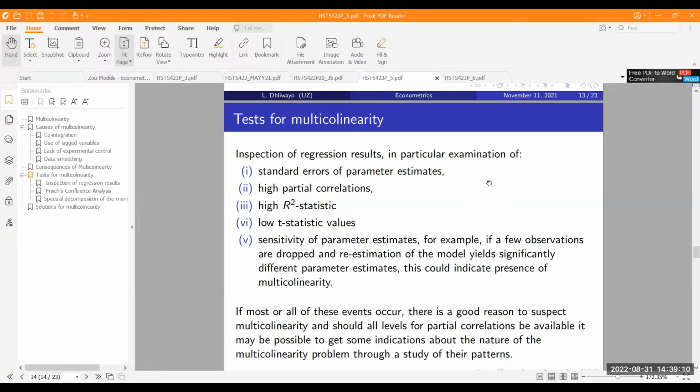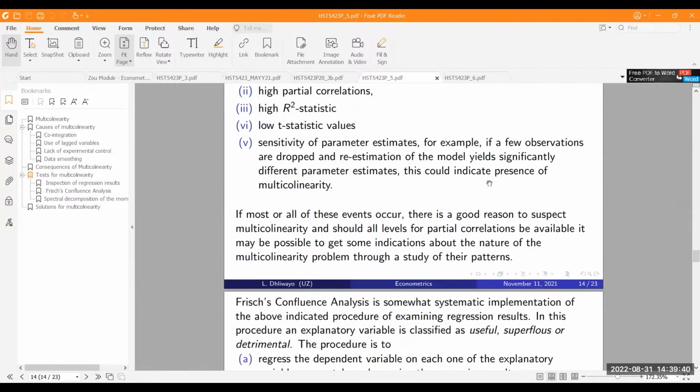Okay, as I mentioned, we'll consider these as we consider how to test for multicollinearity. If most or all of these events occur, there is good reason to suspect multicollinearity. And should all levels of partial correlations be available, it may be possible to get some indications about the nature of the multicollinearity problem through a study of their patterns.